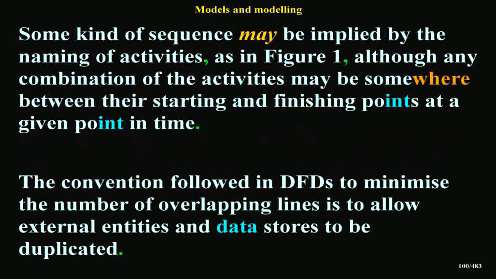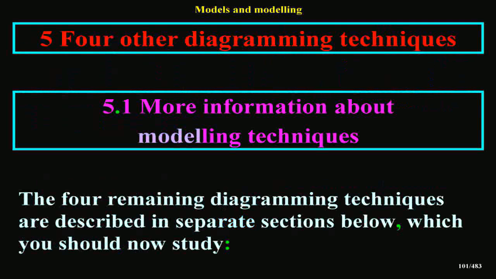Some kind of sequence may be implied by the naming of activities, as in figure 1, although any combination of the activities may be somewhere between their starting and finishing points at a given point in time. The convention followed in DFDs to minimize the number of overlapping lines is to allow external entities and data stores to be duplicated.